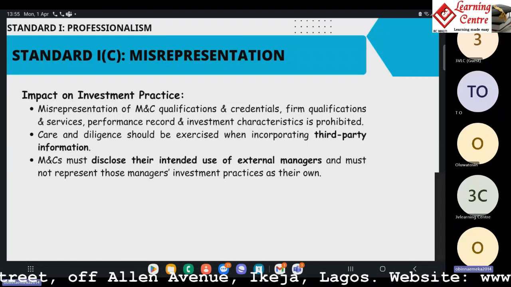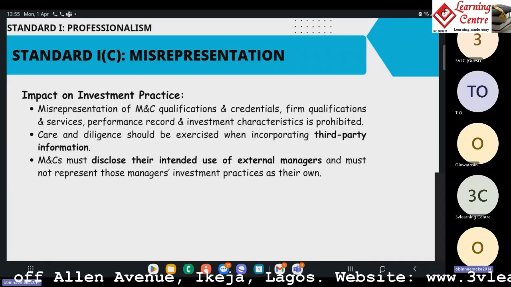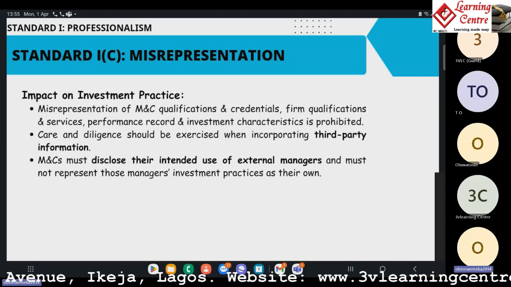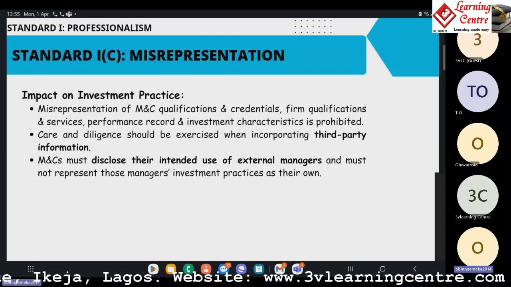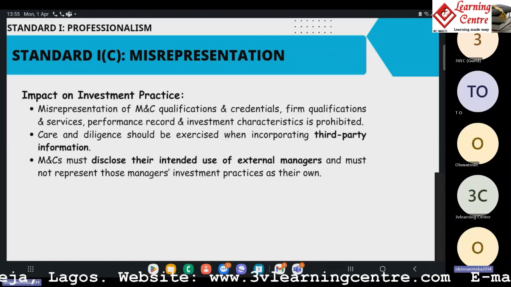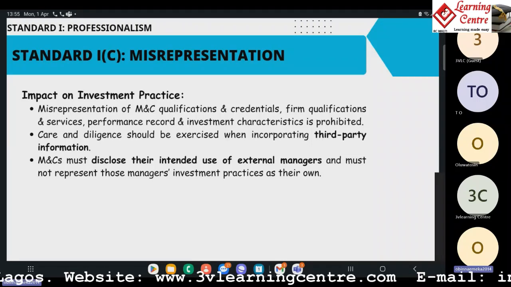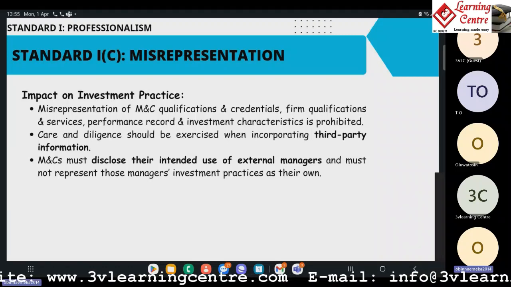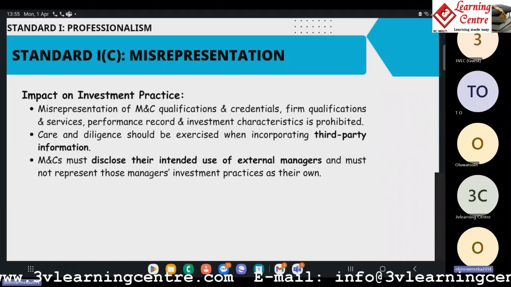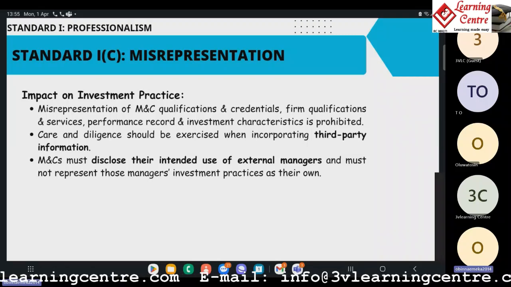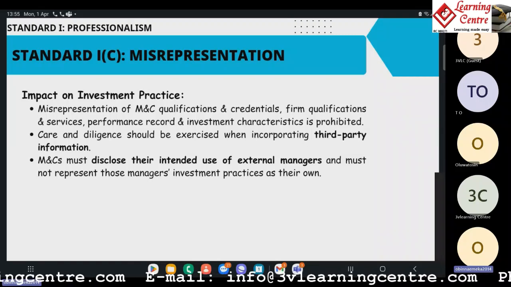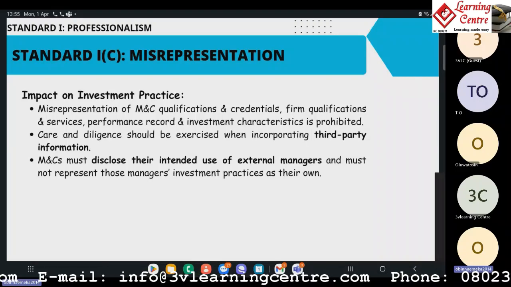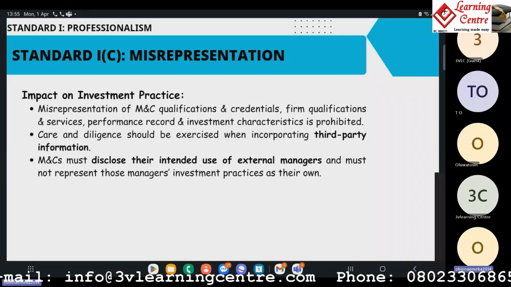It's actually allowed. But if you are going to use it, this standard says that you have to disclose that intended use of external managers, and you must not represent the manager's investment practices as your own. So if you want to be in compliance, these are the things that you have to do. That is what the standard tells us.